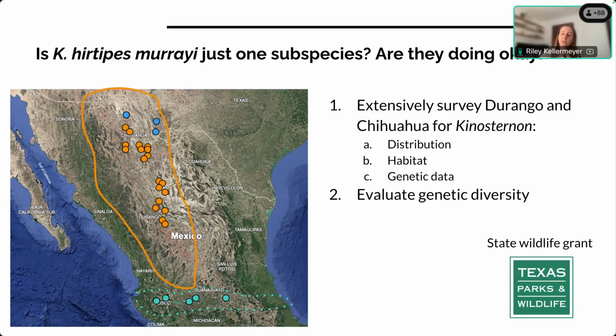that gap between the Trans-Mexican Volcanic Belt murrayi and the ones sampled up in Texas. And so we looked for the distribution of these turtles, a sense of their habitat and how it's doing, and gathered genetic data so that we could look at genetic diversity. This was funded by the Texas Parks and Wildlife Department. Not the license plate fund this time, but I would still get one of those plates if I could.